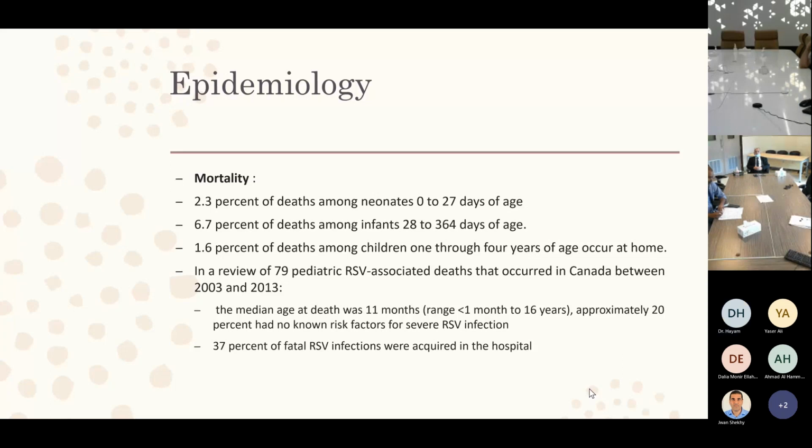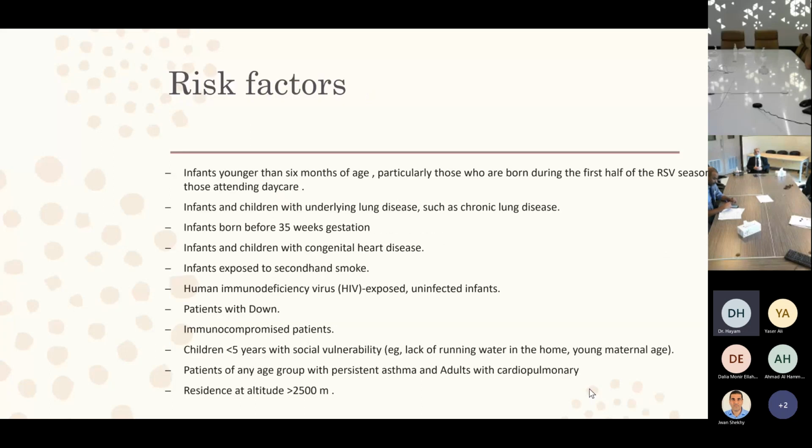Now, regarding risk factors, it usually happens mostly in infants younger than 6 months, those who are born during the first half of the RSV season, babies below 1 year who attend daycare, infants and children with lung disease, infants born before 35 weeks, infants and children with congenital heart disease, infants exposed to secondhand smoke, HIV or immunodeficient patients in general, patients with Down syndrome, children below 5 years with social vulnerability, like lack of running water in the ward, and young maternal age.